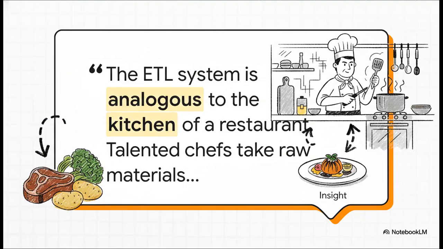I absolutely love this analogy from the legendary book, The Data Warehouse Toolkit. It just hits the nail on the head. Think about it. Your raw data logs are just ingredients. Some are fresh, some are not so fresh. The ETL system, that's extract, transform, load, that's your kitchen. It's where all the magic happens to turn those raw ingredients into a meal that someone actually wants to eat. Something that delivers real insight.